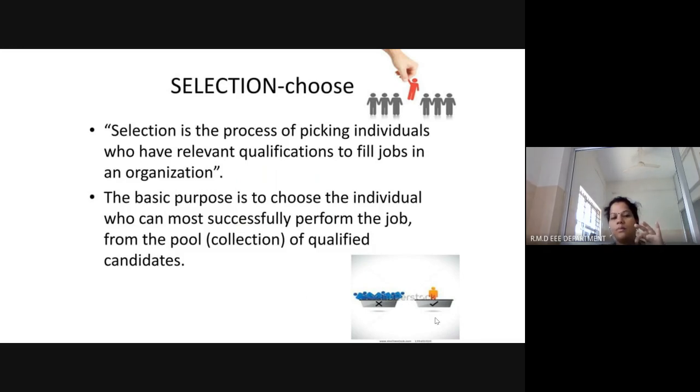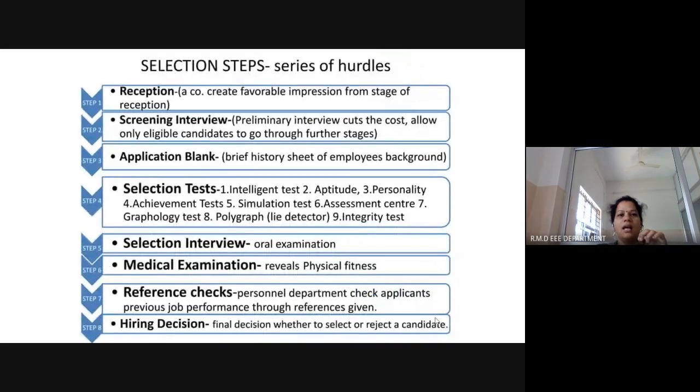The criteria should definitely be related to the job analysis and the job specification, and the selection steps like a screening interview. Then you'll be given a blank application form to summarize the brief history of the employee's background, and then some aspects of the job analysis and job specification may be actual criteria.